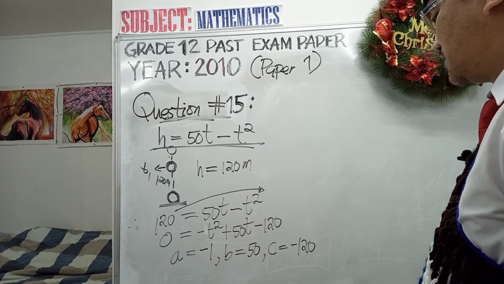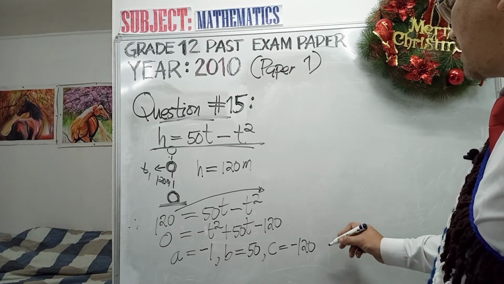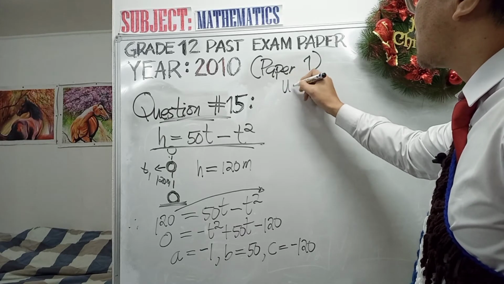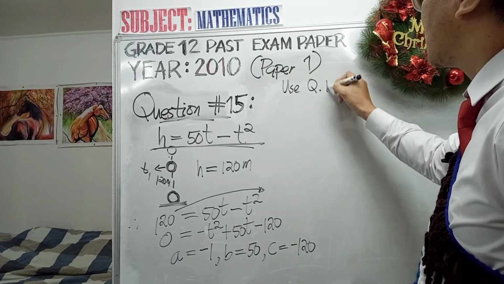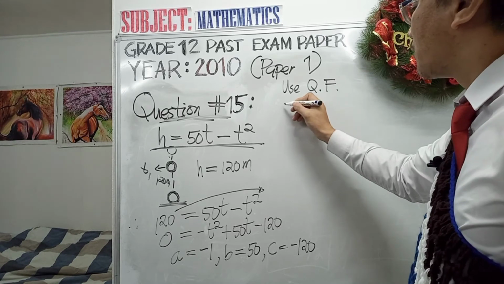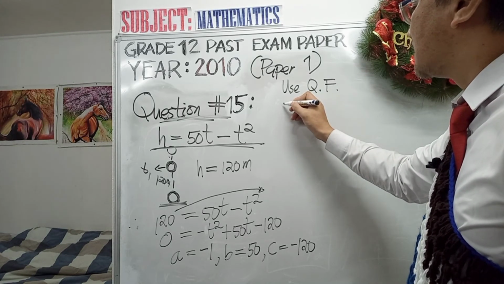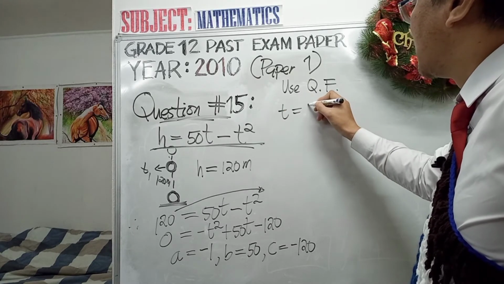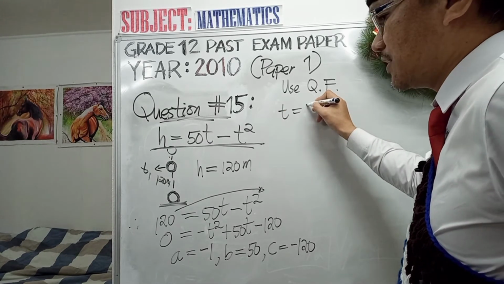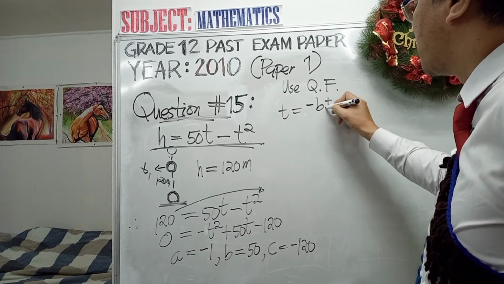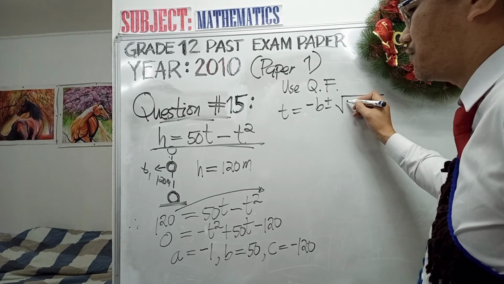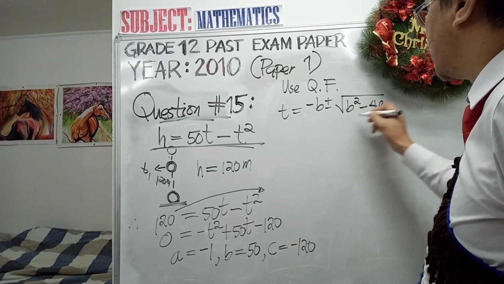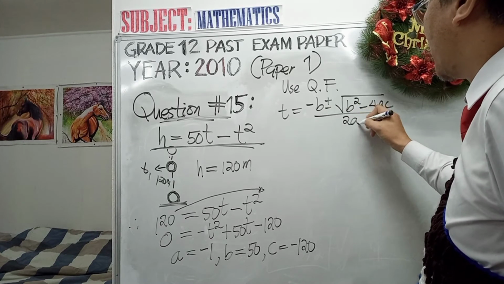Okay, so now we are going to use the quadratic formula, which is t equals negative b plus or minus the square root of b squared minus 4ac, divided by 2a.